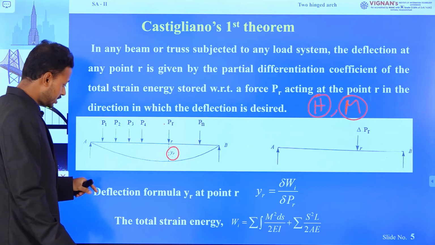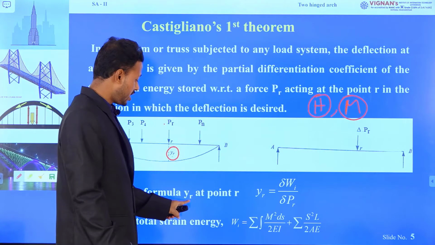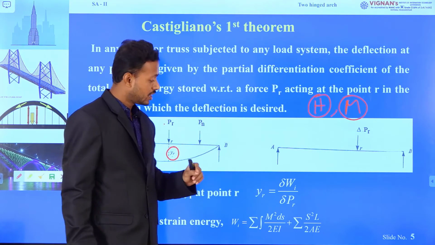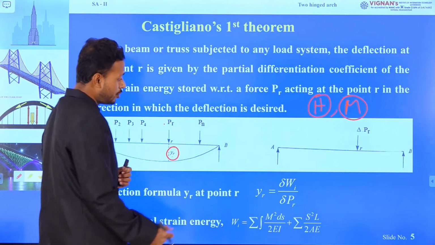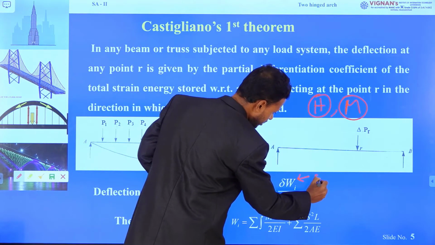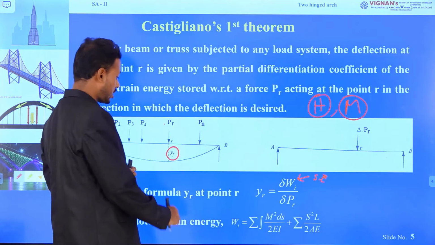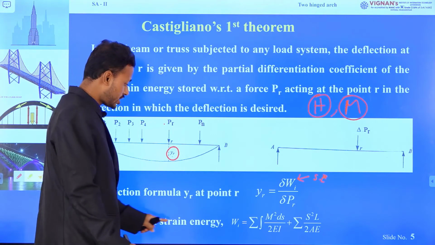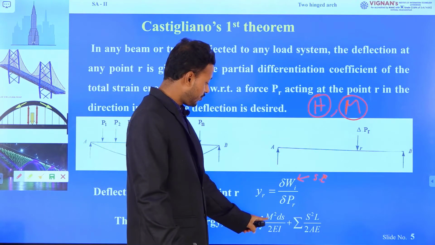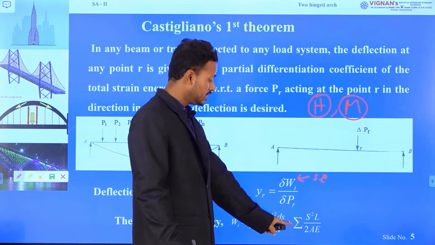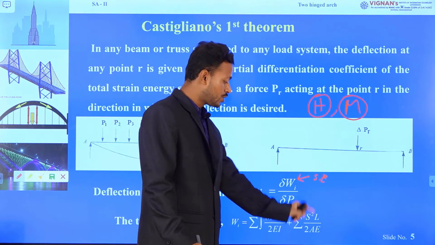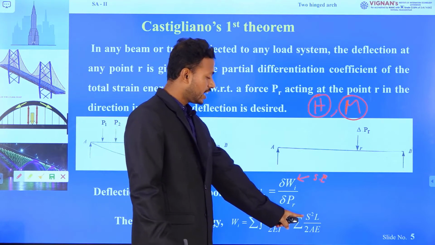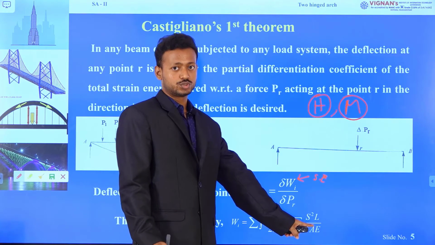Just listen, the deflection formula I wrote here: yr equals del Wi by del Pr. Now, what is Wi? Wi is the total strain energy. Now, how will you calculate the total strain energy? The total strain energy is the integration of M square ds by 2EI plus the sum of S square L by 2AE, where M is the bending moment and S is the axial force.